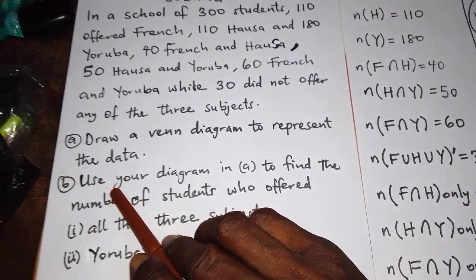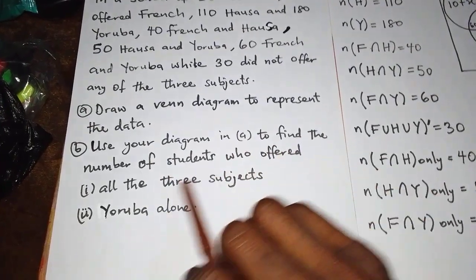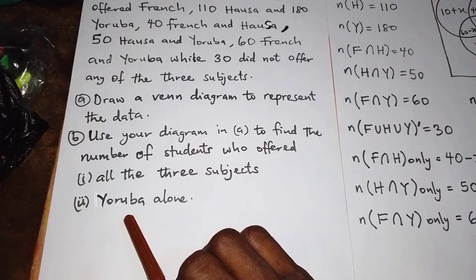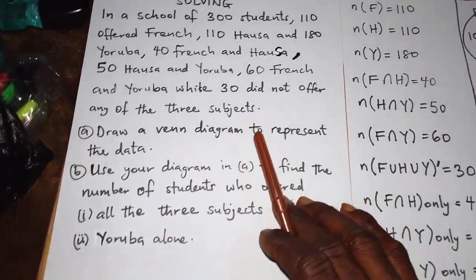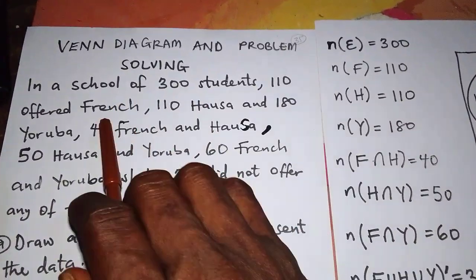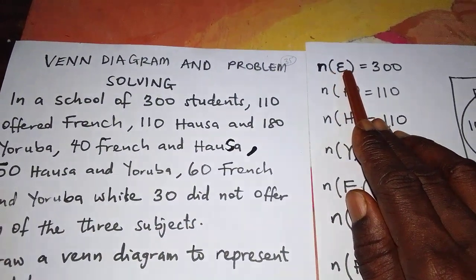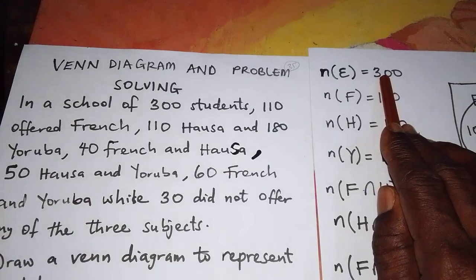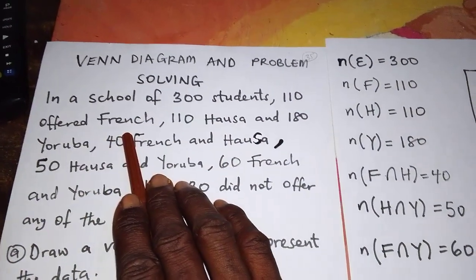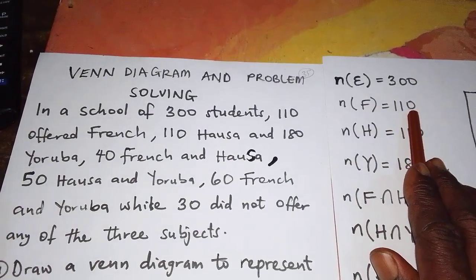B. Use your diagram in A to find the number of students who offered 1. All the three subjects, 2. Yoruba alone. So now let's try to bring out the information. In a school of 300 students, it means the total number in the universal set we are having is 300. 110 offered French. Those that offered French, they are 110 students.